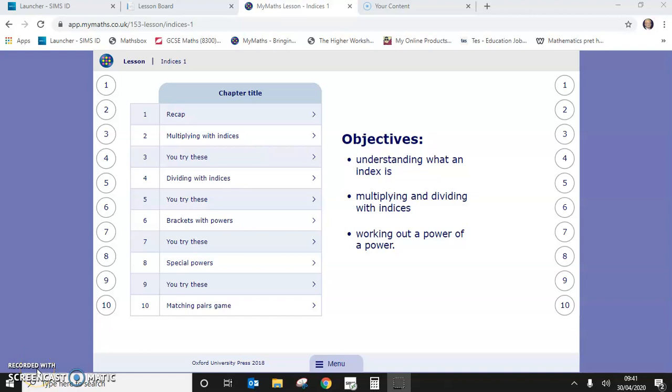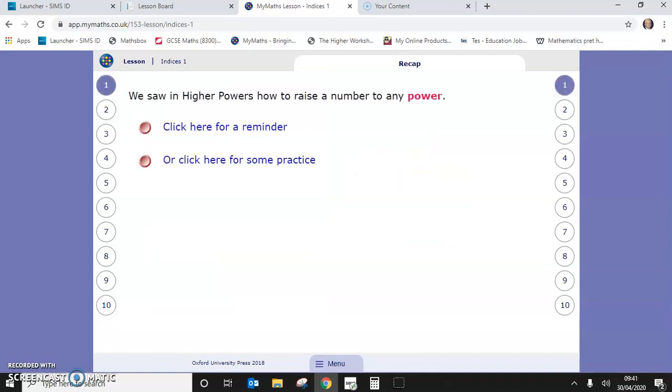Hi all, we're just looking to go through my maths lesson on indices. So I'm going to do it as if I was a student going through. Okay. So let's click into one.